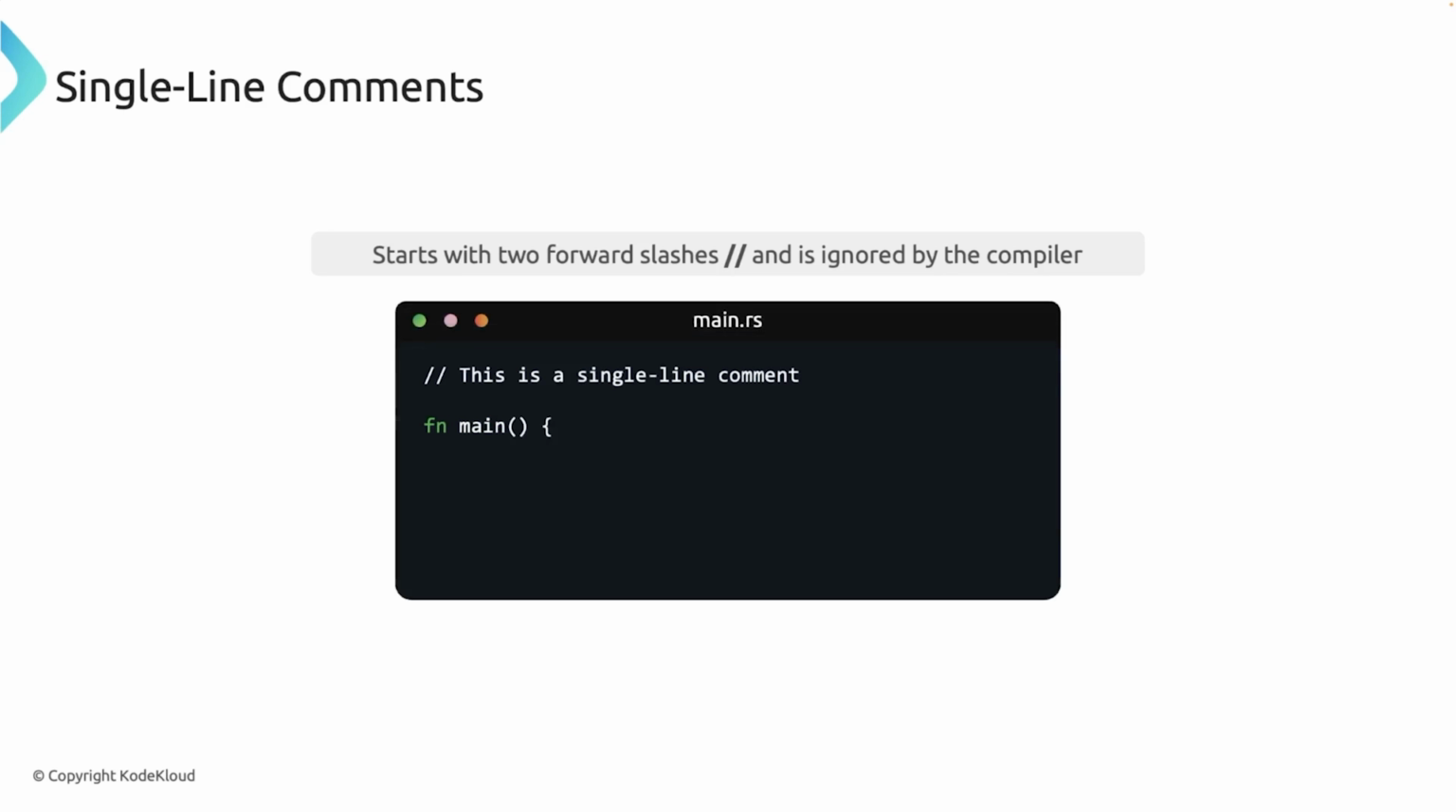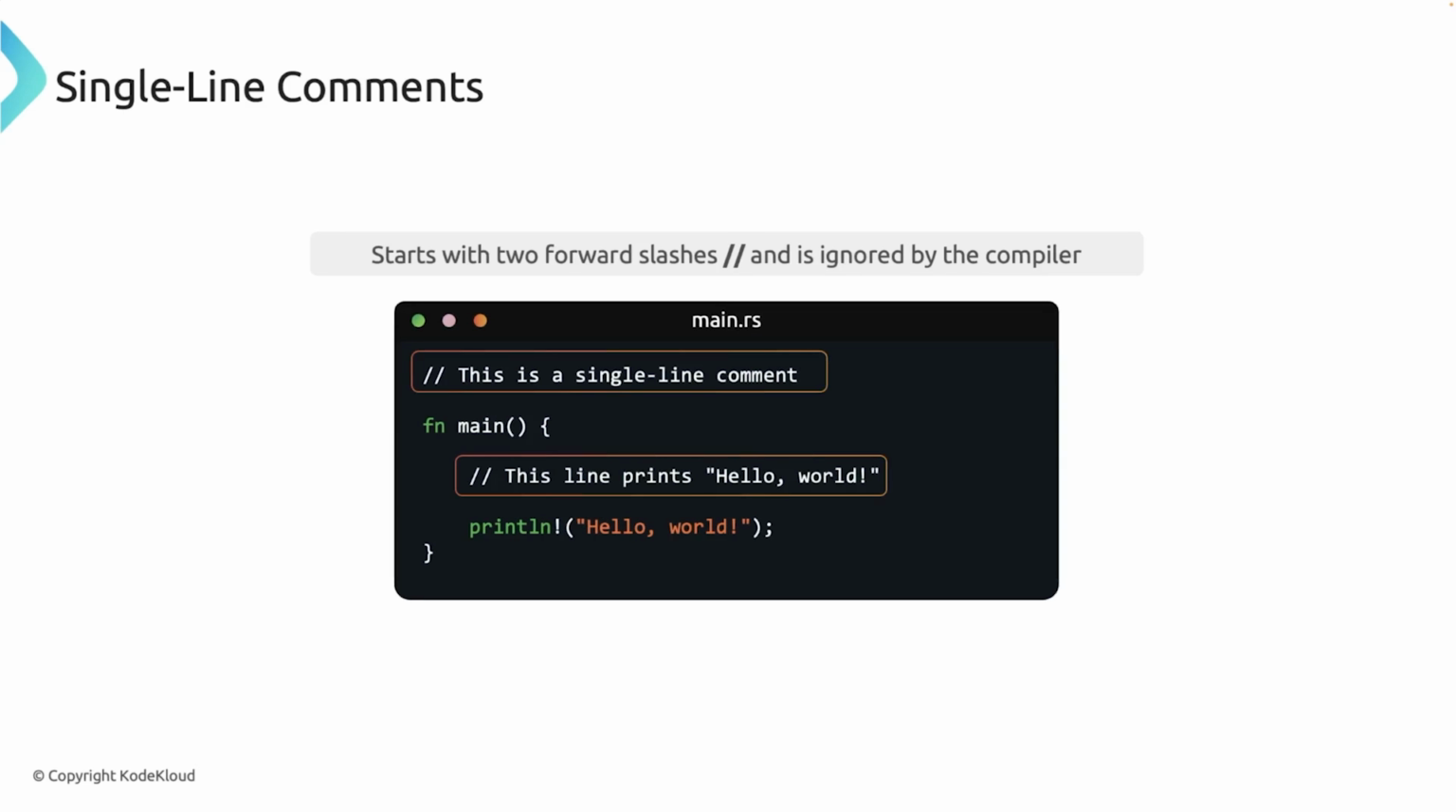So let's go ahead and add a few single-line comments to our main.rs file. And as you can see, we have added 2 single-line comments, one above the main function and one above the println macro. And these comments over here are going to explain what each part of the code does.